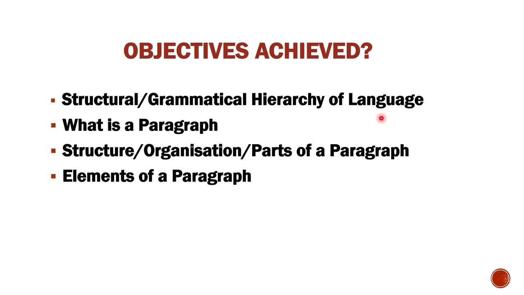Elements of a paragraph: those 4 elements of unity, coherence, order, and the last one that we had done over there, completeness. All of it makes up the elements of a paragraph. Then we talked about those 4 types of paragraph: descriptive, narrative, expository, and persuasive. So it means that we have achieved our objectives of today's session.